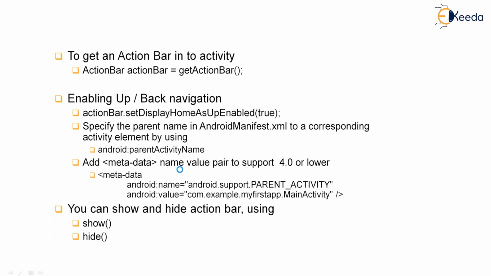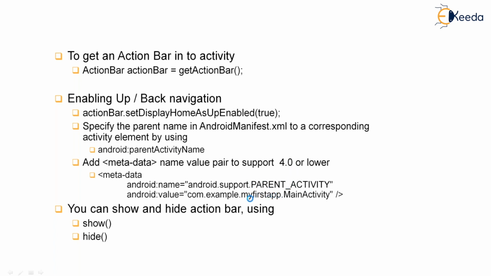And inside the metadata of the activity tag, that is going to be for 4.0 and lower versions. The newest versions support it by default. But if you are dealing with 4.0 or lower versions, we will add parent activity and that particular activity value also. But as of now, the least is 4.0.3. Okay, so only for one version do you need to add this. But after that, from 4.1 onwards, you need not take this.